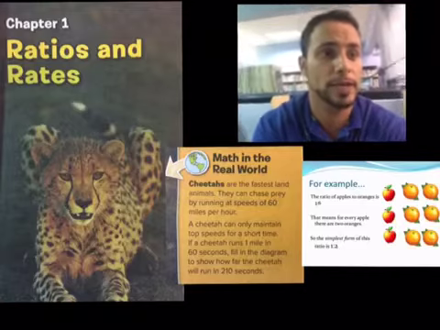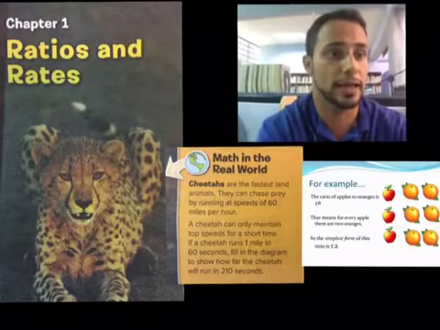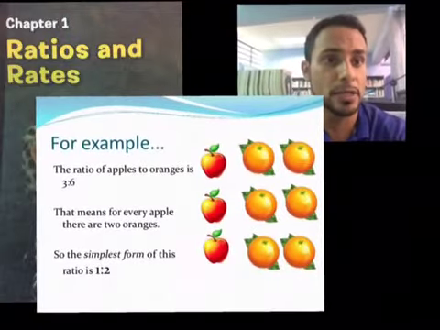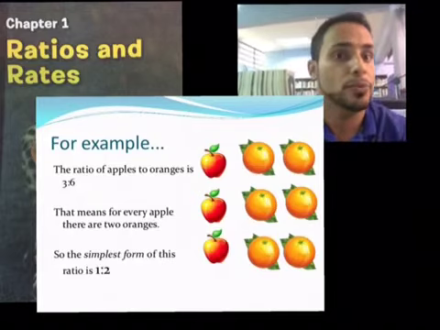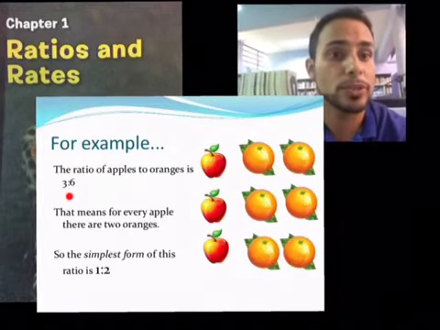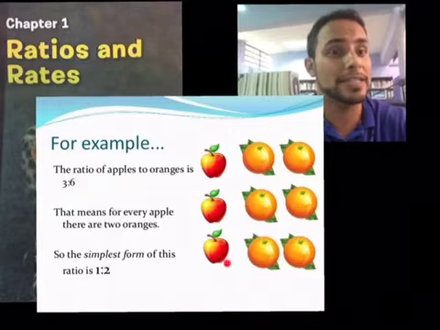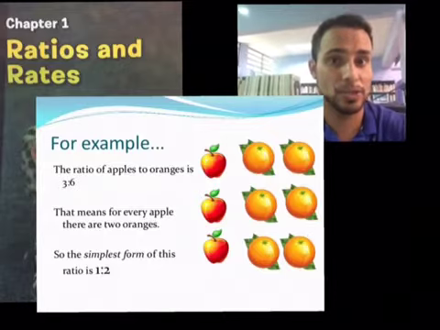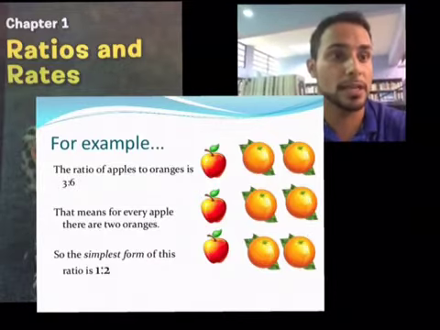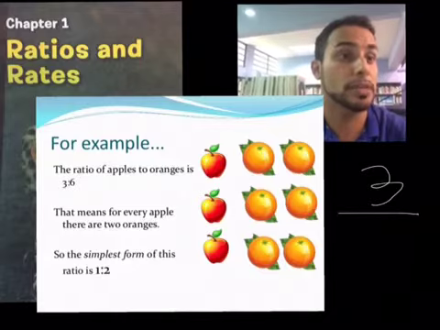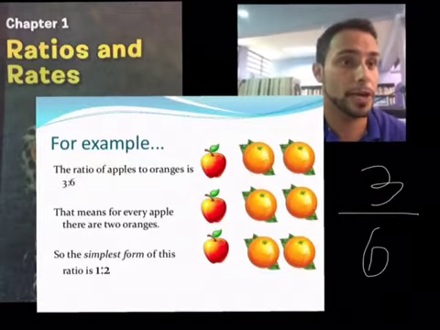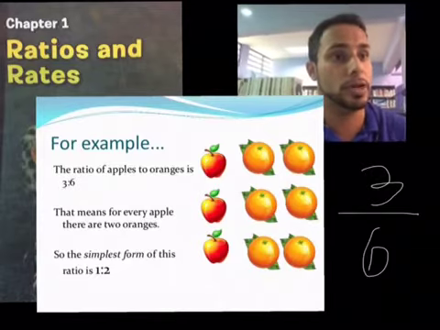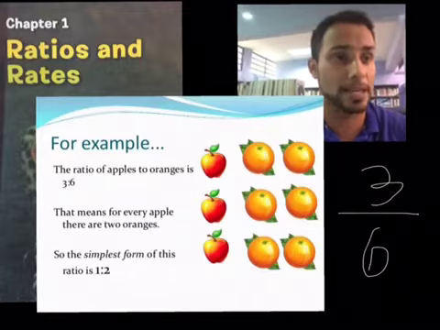For example, I have a rate right here with apples and oranges. Let's look at that. Here we have the ratio of apples to oranges is 3 to 6, meaning that for every 3 apples, I'm going to have 6 oranges. That looks like a fraction, but it's a ratio. For every 3 of these, I will have 6 of those. And that's how it's written.